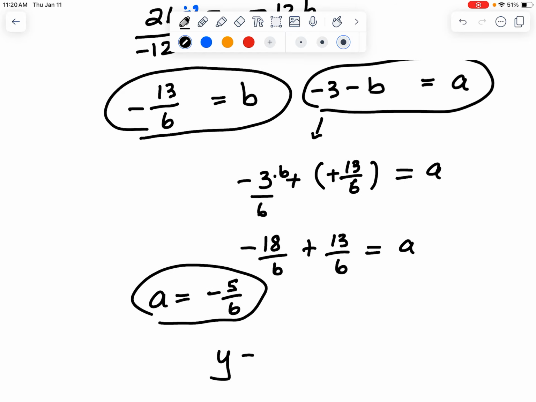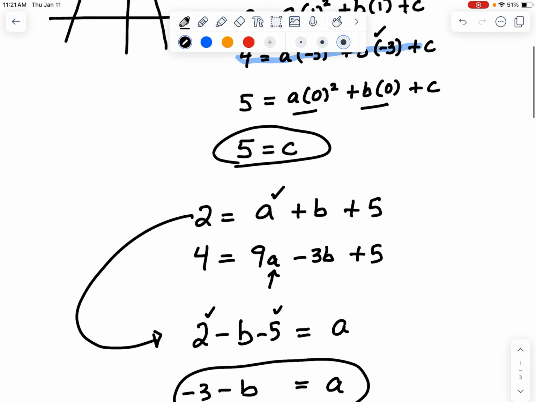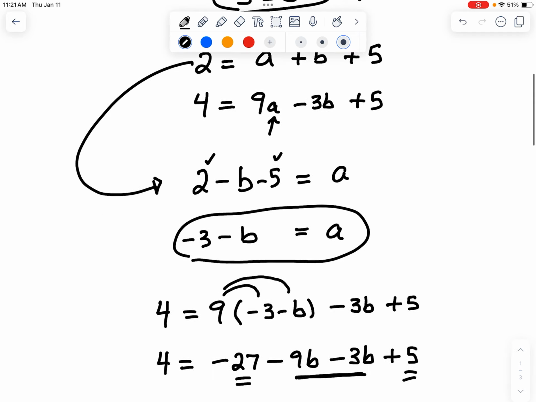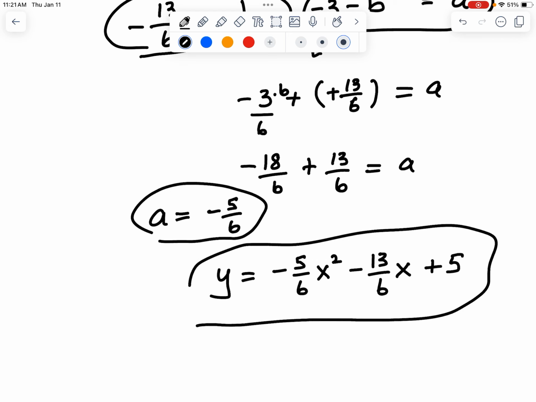Okay, so the equation would be that in front of x squared, that's where the a goes, so negative 5 6ths and then x squared. In front of the x, that's where the b goes, negative 13 over 6 times x. And then the c, and from what I remember, the c was equal to 5. Yes, the c is equal to 5. So let me just erase this c and put a 5. And that is the equation for the parabola.